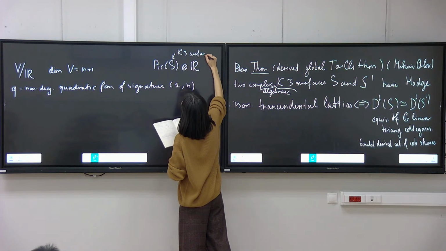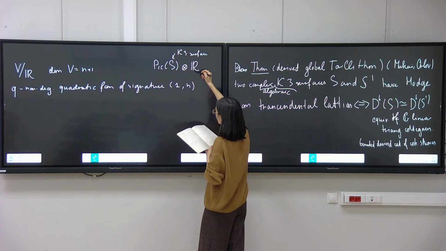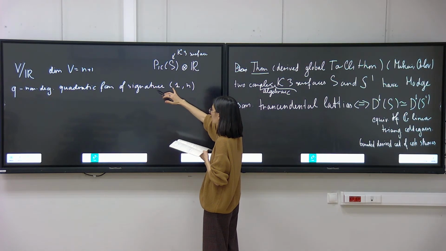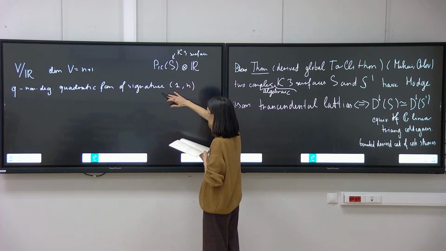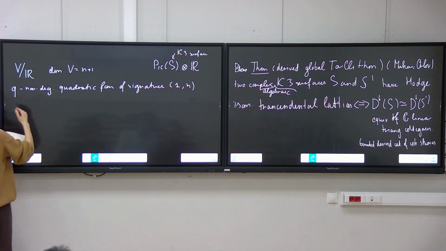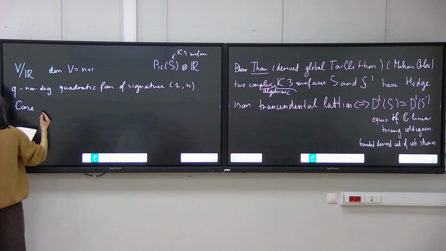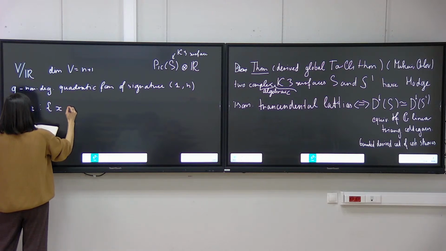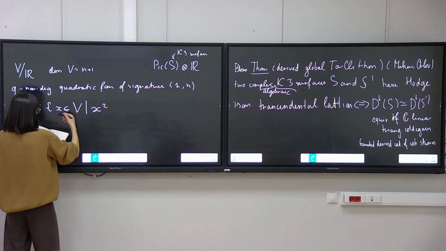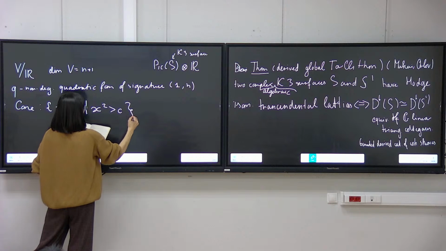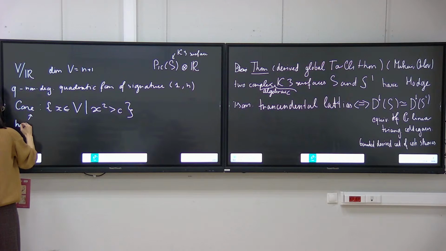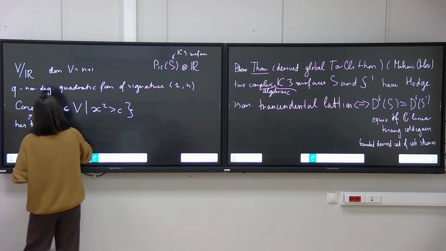tensored by R with an intersection form. We have already discussed that this has signature (1, n). Okay. Then there is a cone of vectors in V with positive self-intersection. Then this cone has two components.